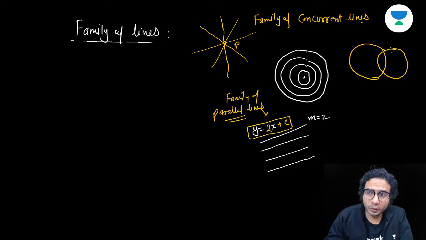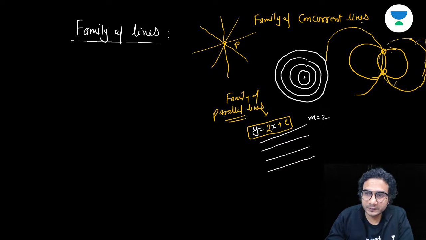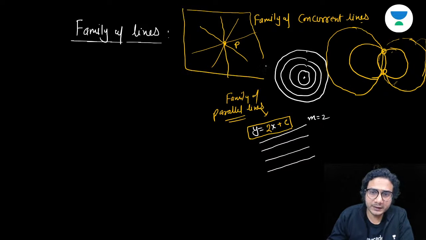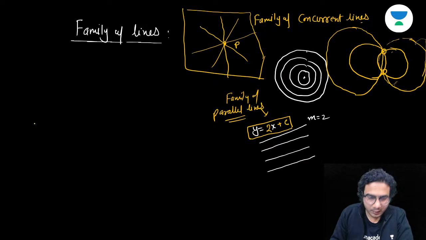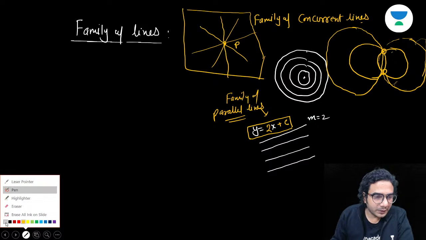See, if I give you 2 points, then all the circles passing through 2 points will be a family of circles passing through these 2 points. So this family we are going to study in circles. Family of circles passing through two fixed points. And here we are going to mainly discuss this family of concurrent lines. So how to write this family of concurrent lines? Let's see that. Family of concurrent lines.